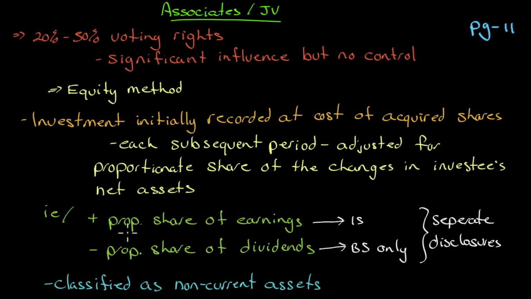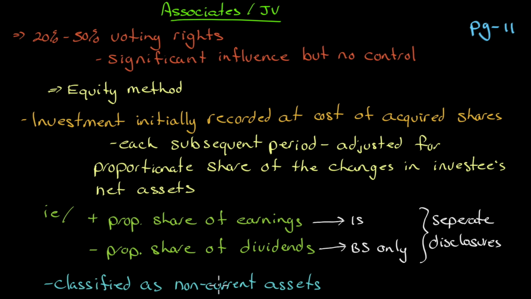So what we're going to do is look at the proportionate share of earnings. We're going to add that to our income statement. So let's say we own 40% of another company and they report earnings of $100,000. Well, we'll report $40,000 of that on our income statement, minus the proportionate share of dividends. Whatever we get back, we're holding an investment on our balance sheet. We'll subtract it by that proportionate share of dividends, balance sheet only. And these two lines will require separate disclosure. Classified as non-current assets, whatever interest we have in a particular company. If we do consider it an associate, there is a line item on the balance sheet in non-current assets.